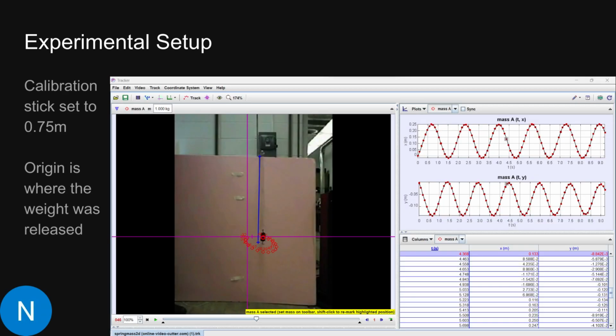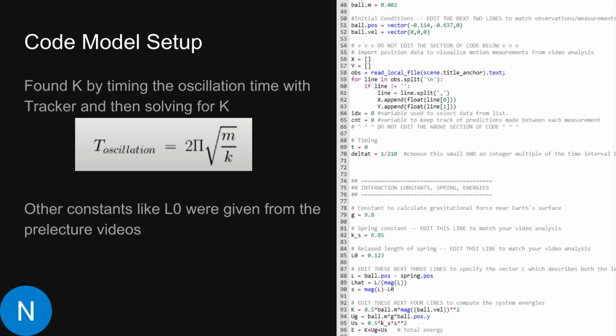So here's the experimental setup with the tracker. The calibration stick is set to 0.75 meters. The origin is right where the weight was released. And then you can see in the picture all the circles from the auto tracking with the weights connected to the spring. And then off to the right, we have the graphs of X over time and Y over time. And then we also have the data table, which was then put into Excel to get the data to compare to the GlowScript code.